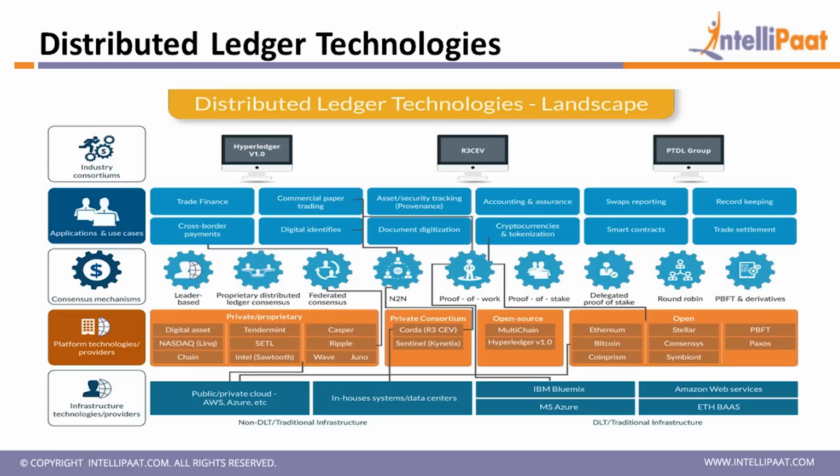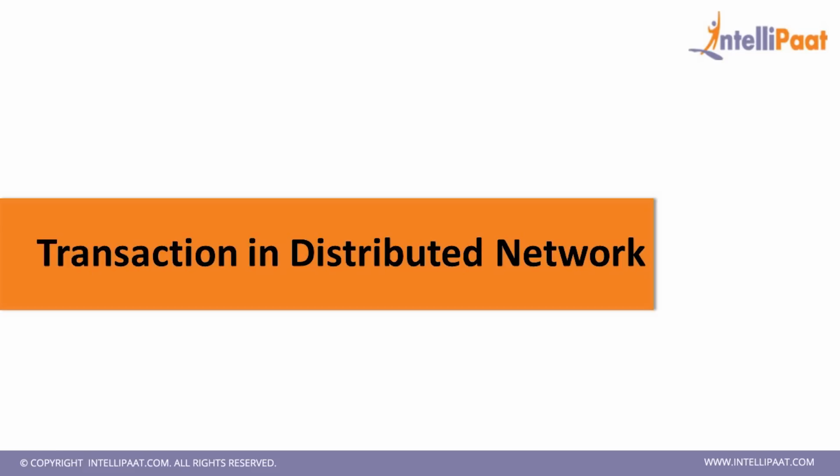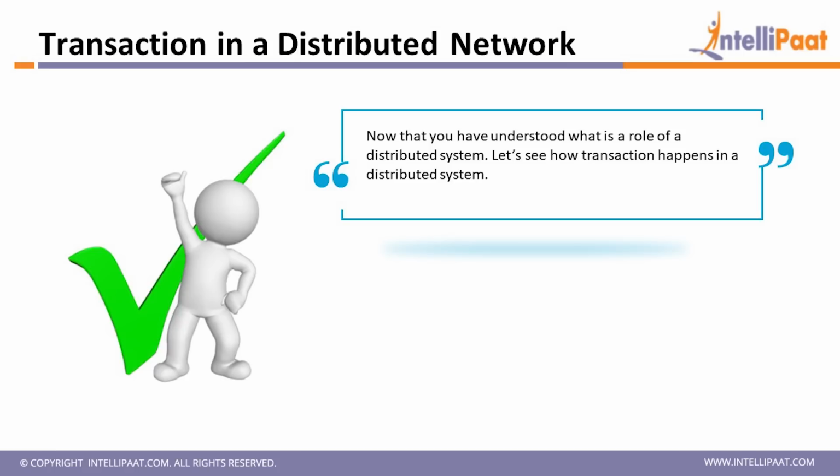There are various industry consortiums supporting all this development. One is Hyperledger V1.0, there is R3CEV, PTDL Group. These are some examples of consortiums supporting this whole development and taking blockchain to the industries and other required destinations. Now, let's discuss transactions in a distributed network. How does a transaction happen?